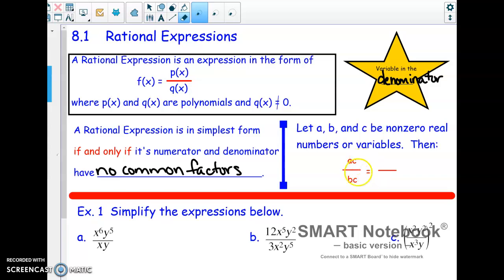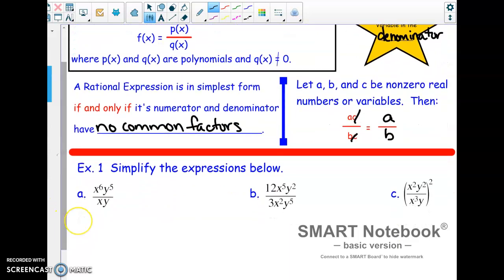So let's look at AC divided by BC. C is our common factor, so we would eliminate that common factor, and so we'd eliminate those C's and just be left with A over B. Remember from simplifying expressions before, when we divide, we subtract those exponents. So x to the 6th power divided by x to the 1st. Remember there's an understood 1 right there. We would say 6 minus 1, which is 5, and then 5 minus 1 for the y's, which would be 4.